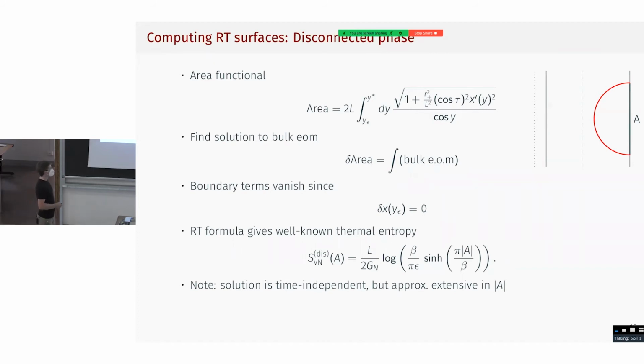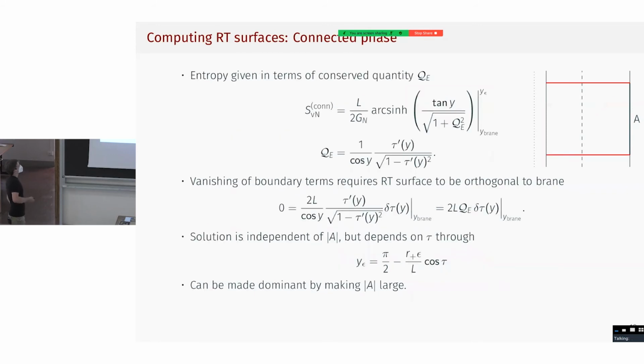Two things to keep in mind here. First of all, the solution is time independent. Second of all, at least for large enough A, it's extensive in A. So if I make this region larger, the entropy becomes bigger, or the area becomes bigger. Now, there's the second solution here. In deriving this, we make use of the translational symmetry. So we know that our RT surface falls straight through the black hole and touches the brane.